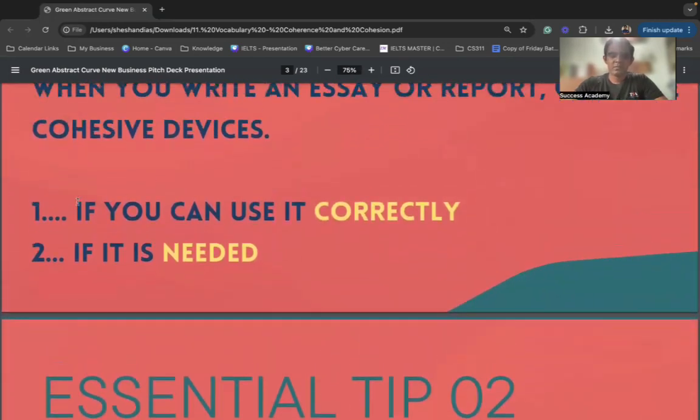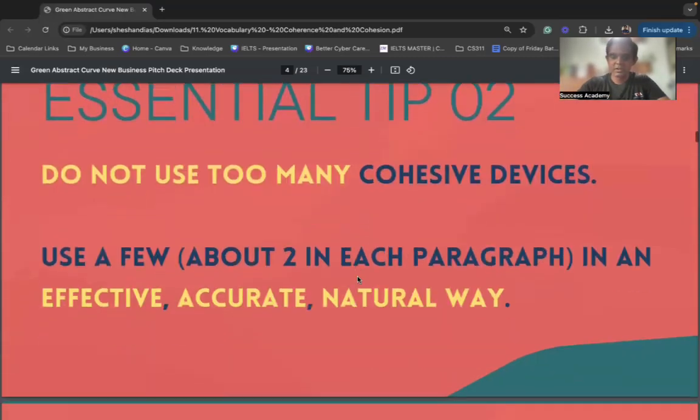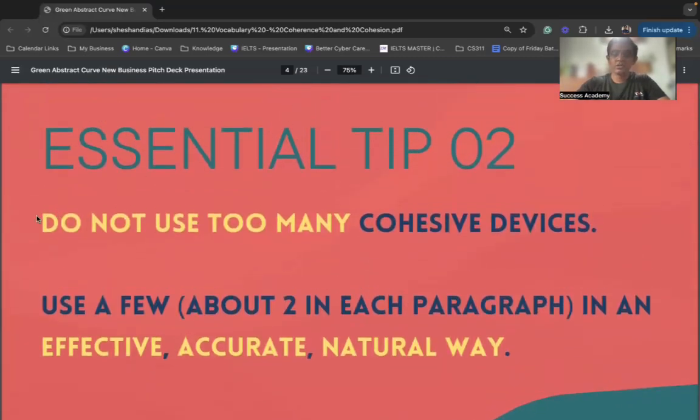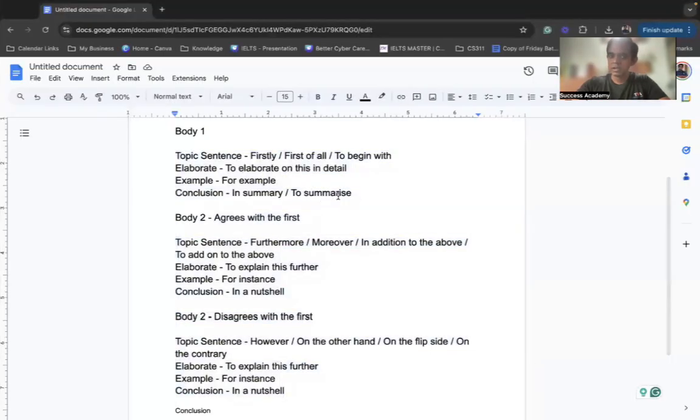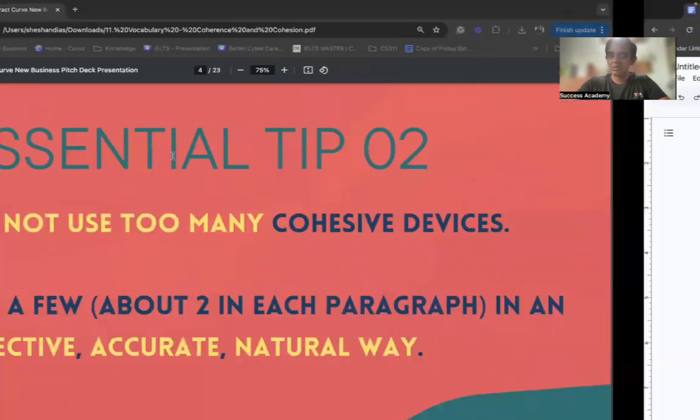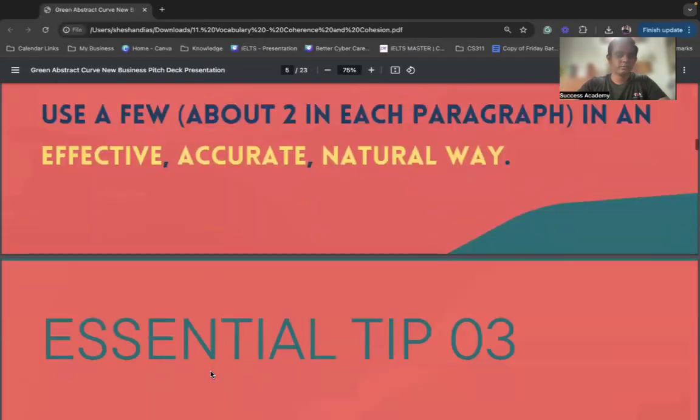And key point here is if you can use it correctly, then you should use it, or if it is needed, you should use it. Otherwise, don't use it. Don't unnecessarily use cohesive devices because you're not going to get marks. You need to use it where it is most important. And again, you don't have to use too many, just as much as needed, right? So roughly about two in each paragraph outside of these. Do you get it? These ones are essential. Outside of these, you can use about two more.